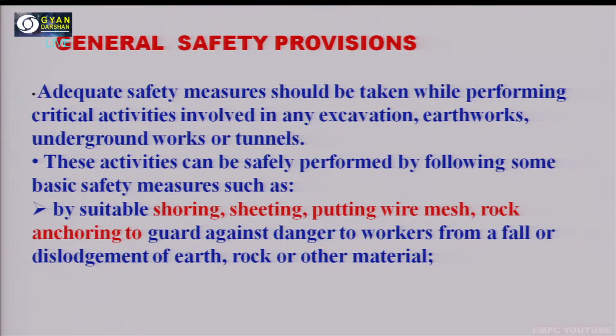So to make such cuts safe, we provide shoring, sheeting, wire mesh, and rock anchoring, just to avoid that rock falling. These provisions guard against the danger to workers from a fall or dislodgement of earth, rock or other materials. So to avoid the falling of material, we can provide shoring, sheeting, put wire mesh there, or anchor the rocks. This is one method of avoiding the fall of material into the cut.